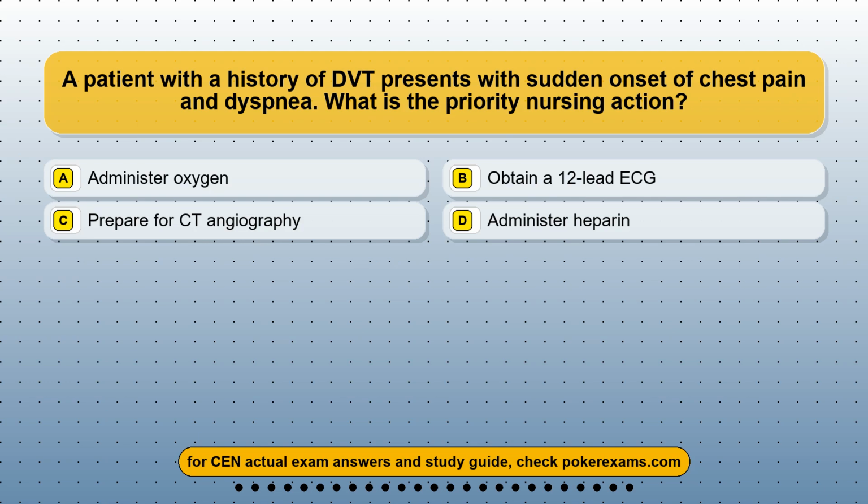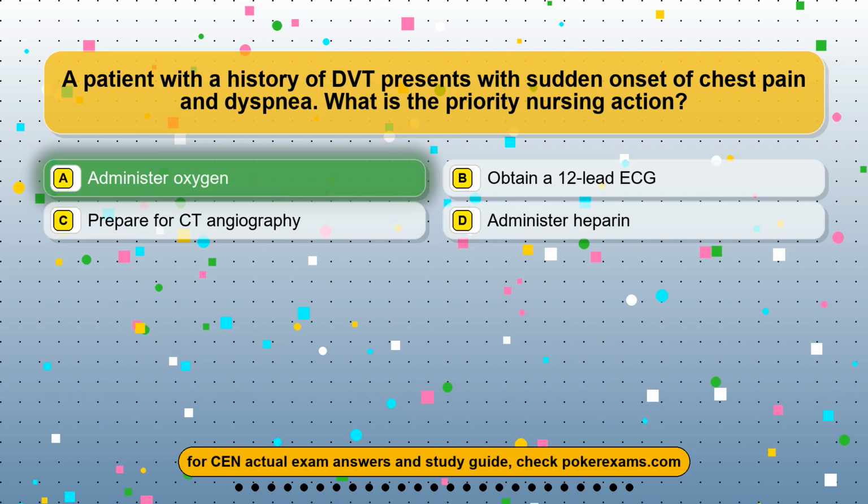Question 19. A patient with a history of DVT presents with sudden onset of chest pain and dyspnea. What is the priority nursing action? Option A, administer oxygen. Option B, obtain a 12-lead ECG. Option C, prepare for CT angiography. Option D, administer heparin.